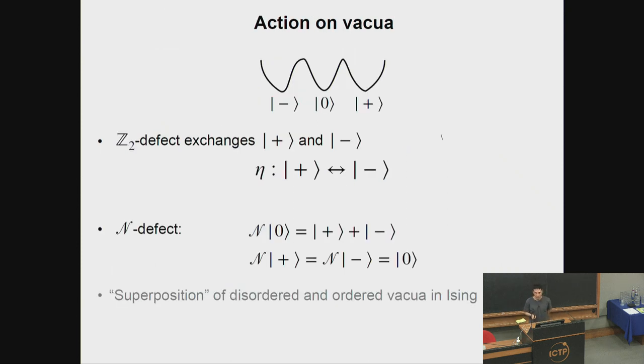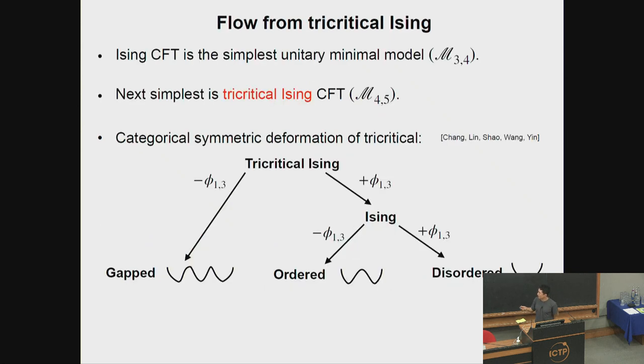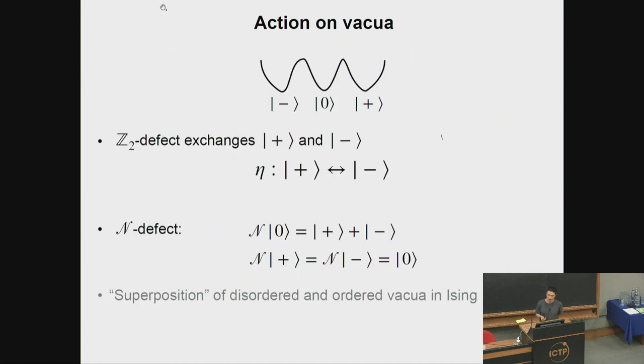Okay. So now, I mentioned on the previous slide that this flow preserves the Kramers-Wannier symmetry, or more precisely, what's called the Z2 Tambara-Yamagami category. So let me just explain the action of those symmetries on the vacua. As I said, in the IR, we have three vacua. Let's denote them by minus, zero, and plus. This Z2 Tambara-Yamagami category has two important defects. One is a Z2 defect eta, and this Z2 defect eta basically exchanges this vacuum and this vacuum.